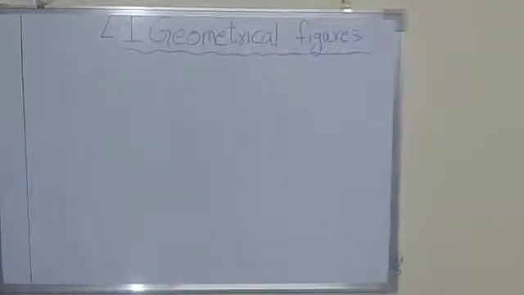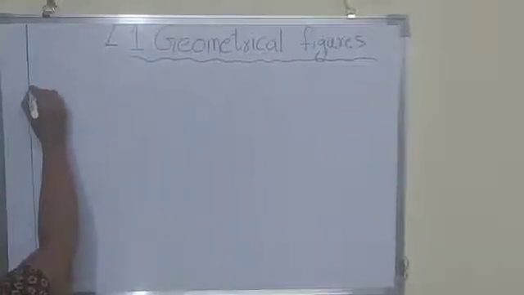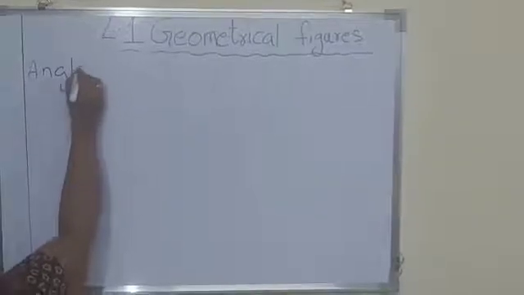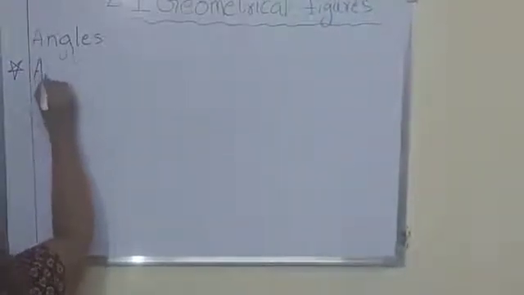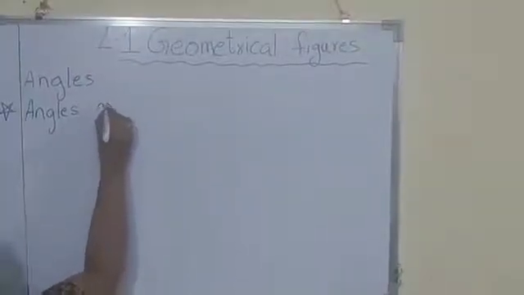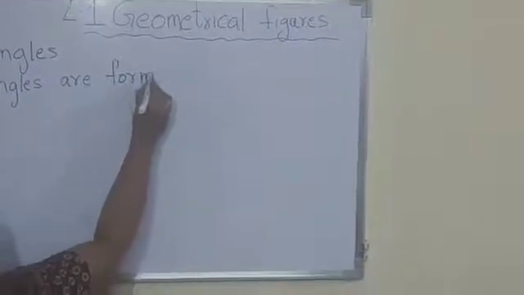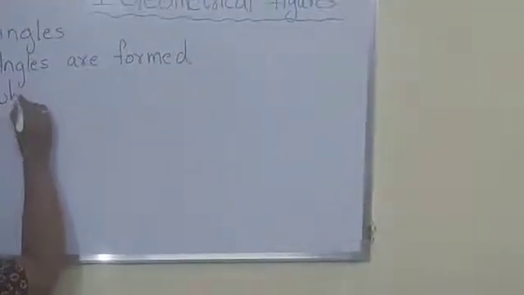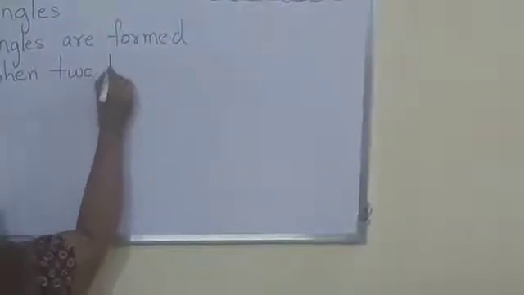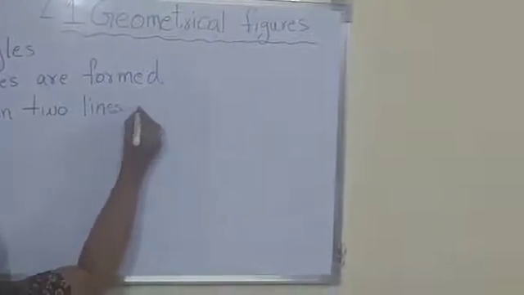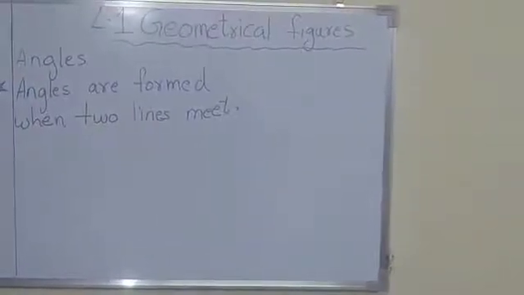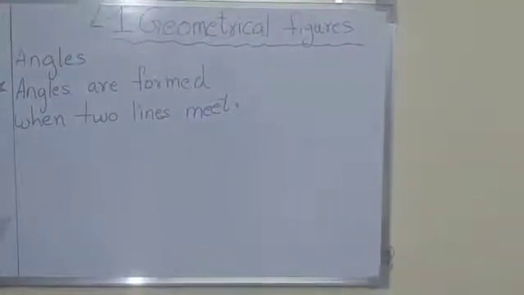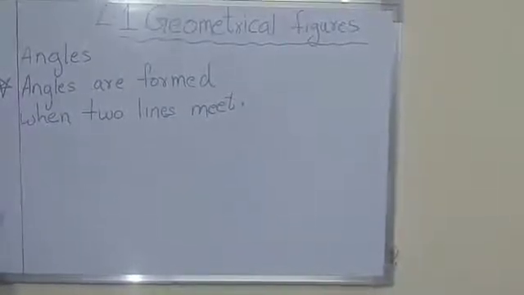Children, let us see how to write in our math long book. On the first page, you will write lesson number 1, geometrical figures. Then you will write the heading, angles. After that, you will put a star over here and write the definition. Angles are formed when two lines meet. So keep in mind, children, when you are writing this, you will be writing using your pen. And whichever diagram or drawings you are doing, for that you will use your pencil.